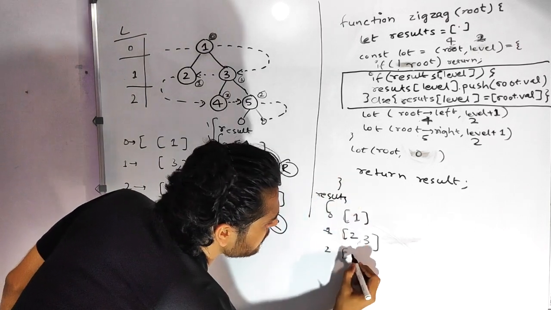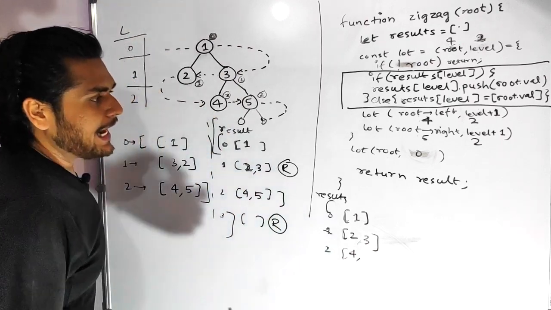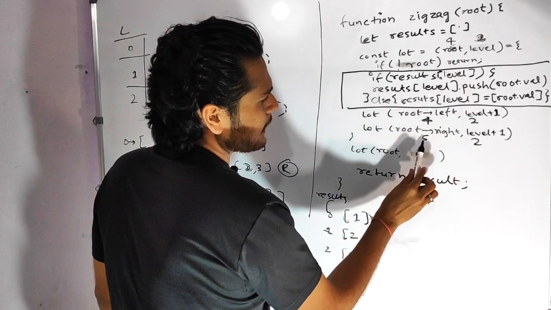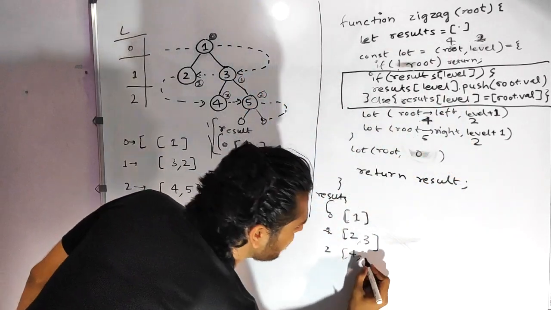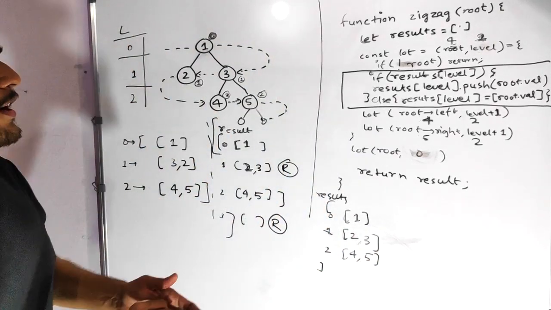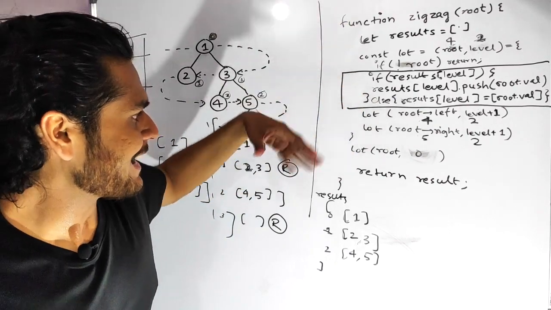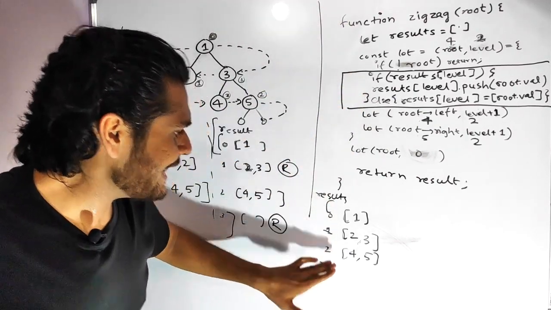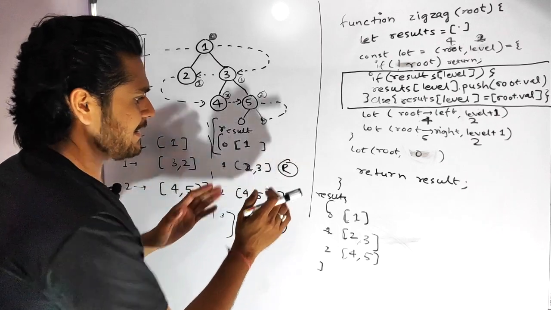Okay, 4 will be pushed into results of 2. And what will happen next time? It will be called with 5 and 2. So 5 will be pushed over here. So something similar. This code will run again and again and will create our set.